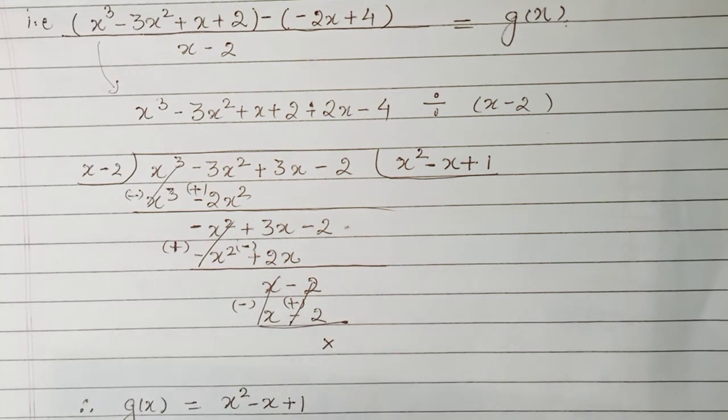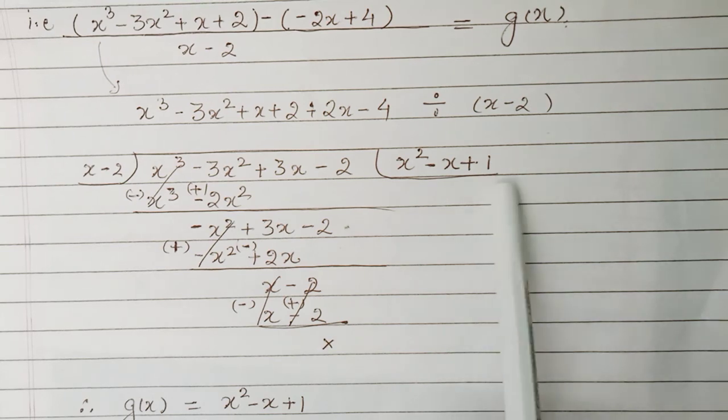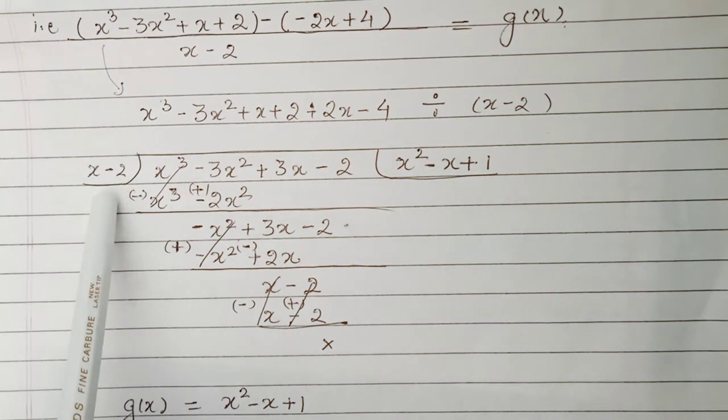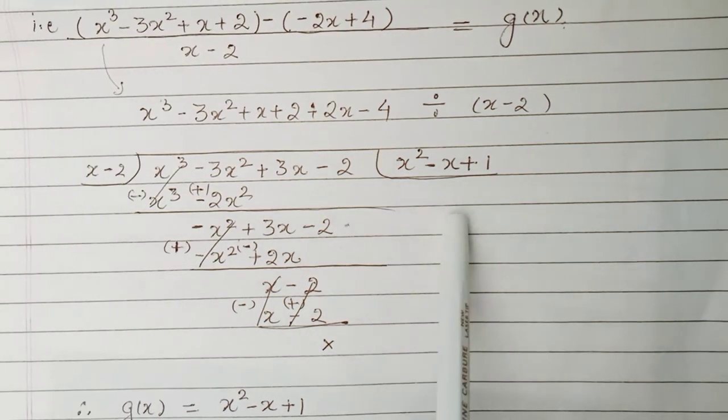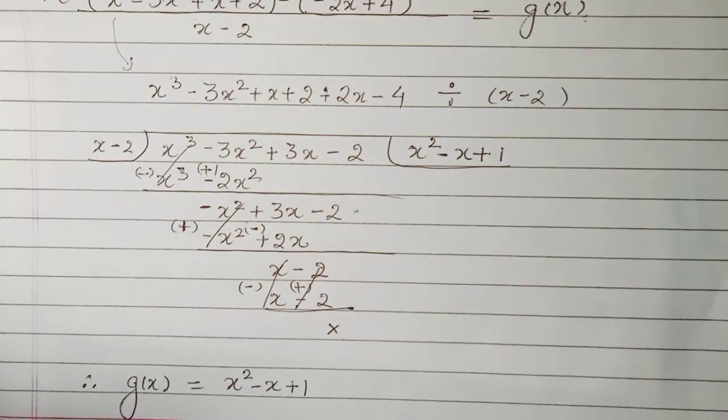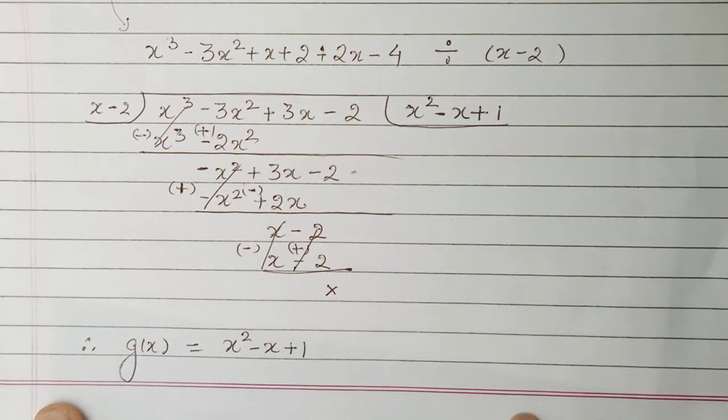Changing the sign, again you end up getting 0 remainder, has to give you 0 remainder because it was the quotient. Okay, so therefore we conclude that our gx or our divisor is going to be x square minus x plus 1.